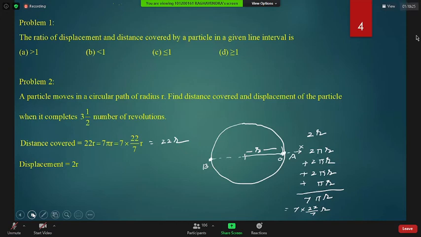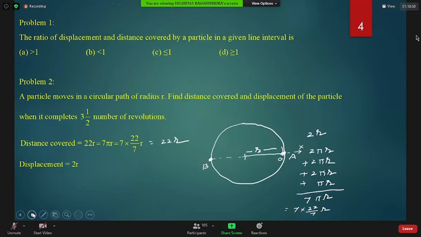Sir, because displacement can be both negative and positive, but distance can only be positive. If we take both positive, it will be positive, and if we take negative, it will be negative. Displacement is always less than distance covered.